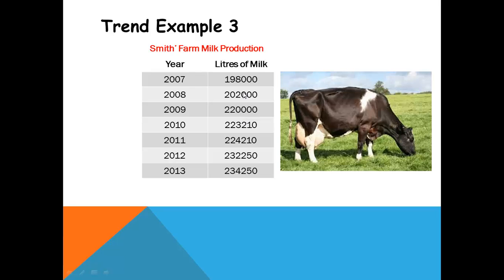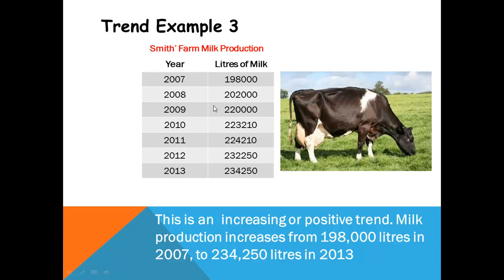Sometimes it goes up by quite a bit here. It's gone up by around 18,000. But here it's not going up. But nonetheless, each year it is going up. So we can actually describe that trend without a graph. And this is an increasing or positive trend. Milk production increases from 198,000 litres in 2007 to 234,000 litres in 2013.